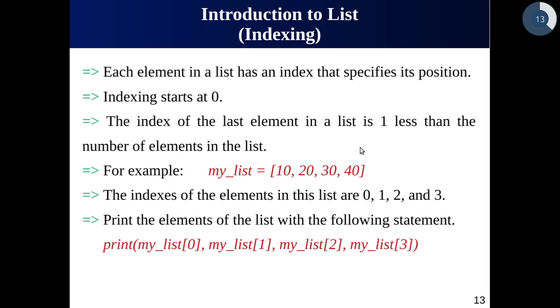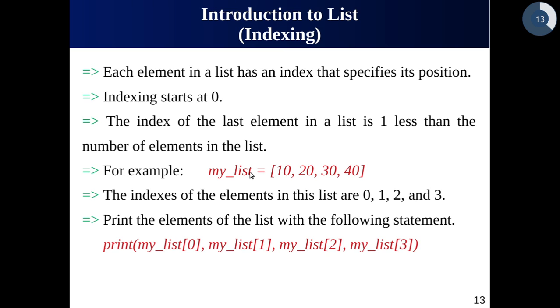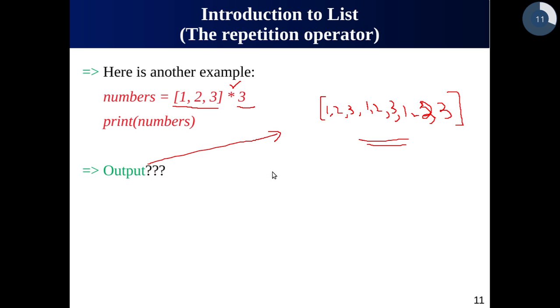After that, another property of a list is indexing. Up till now we have seen different methods to access the elements of the list, the data items of the list. Another way to access an individual element in a list is with the help of an index. What is an index? Each element in the list has an index. What does it do? It actually specifies the position of the element in the list.